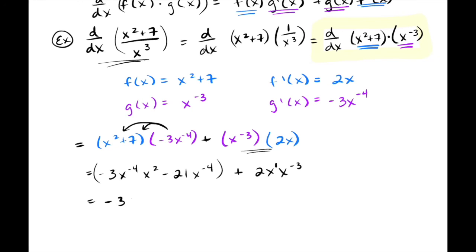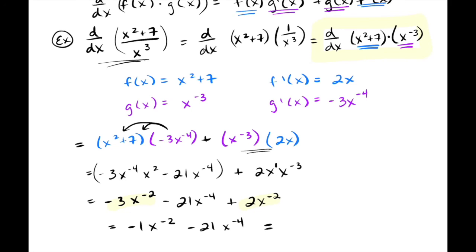We get minus 3x to the negative 2, minus 21x to the minus 4th, plus, same thing here, we'll add these together, 2x to the minus 2. You can see here we've got these two like terms, so we're just going to go ahead and add those guys together. Minus 3 plus 2 is negative 1, x to the minus 2, and we get minus 21x to the negative 4th.